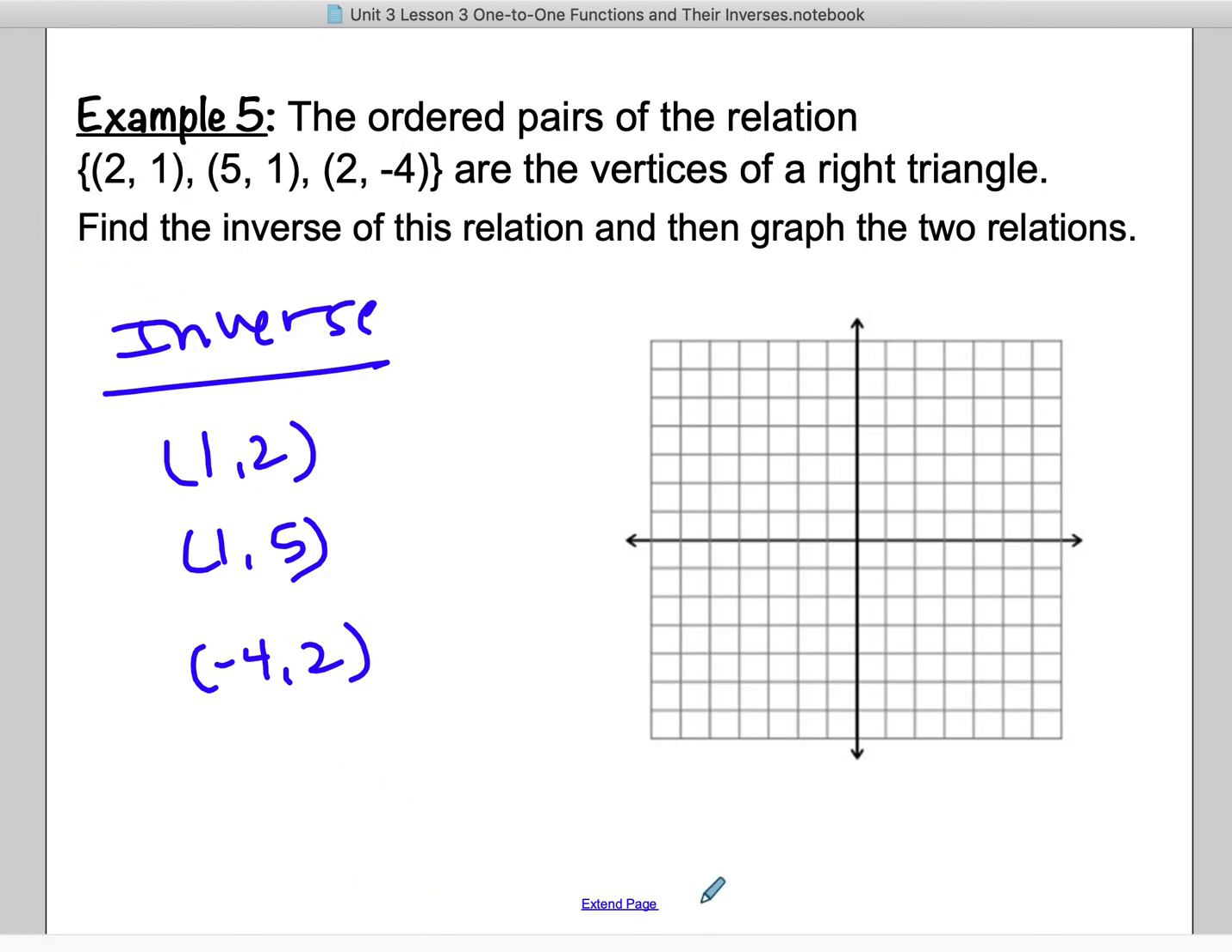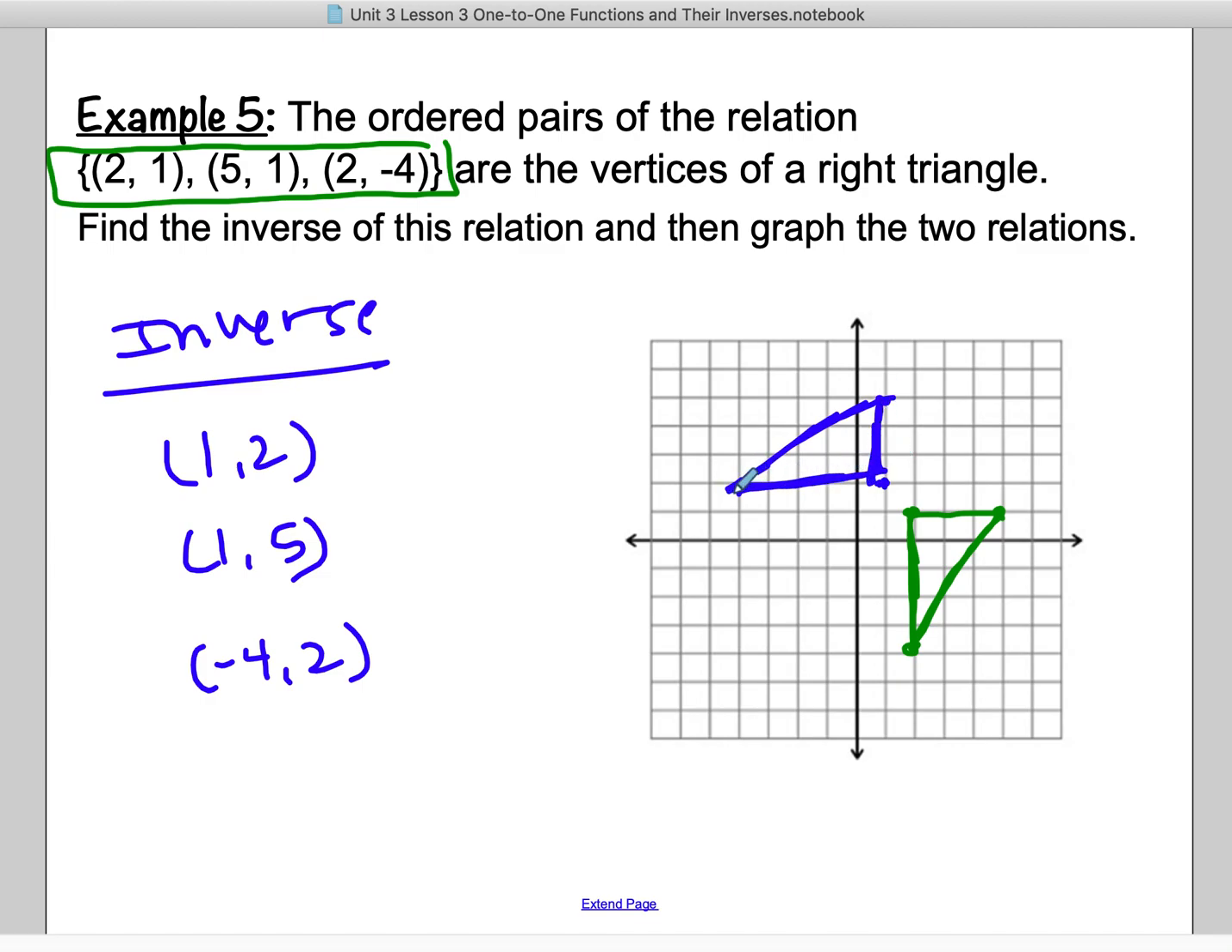So let's go ahead and graph this. I'm going to graph my original relationship in green. So I have 2, 1, 5, 1, and 2, -4. So here's my original relationship. Let's go ahead and graph my inverse now. I would have 1, 2, 1, 5, and -4, 2. So this is my inverse relationship.